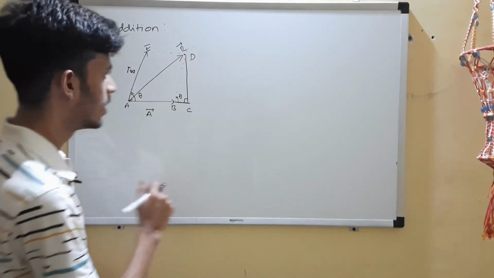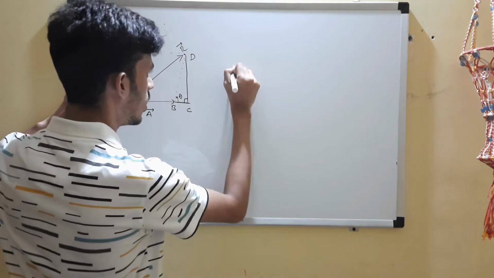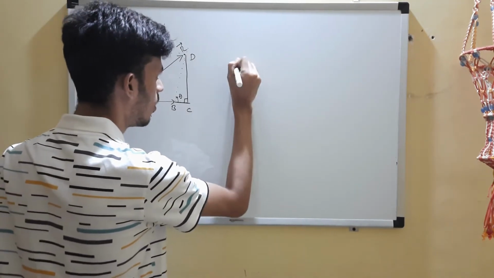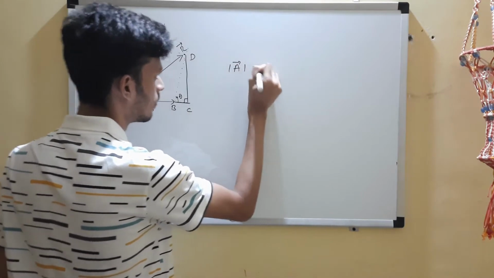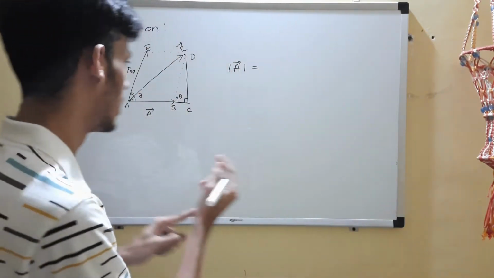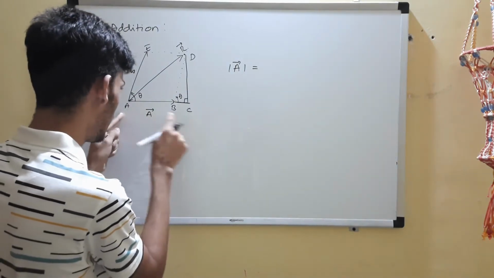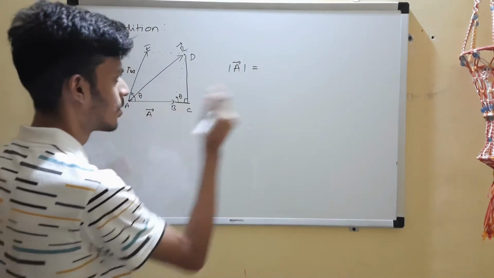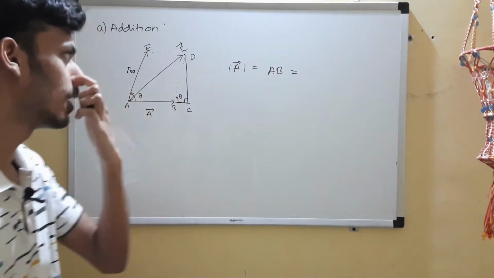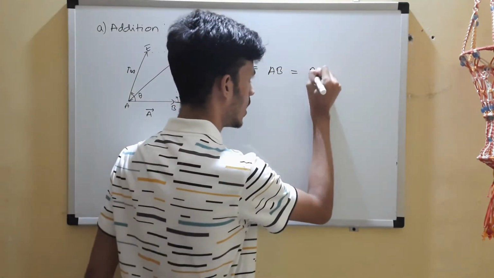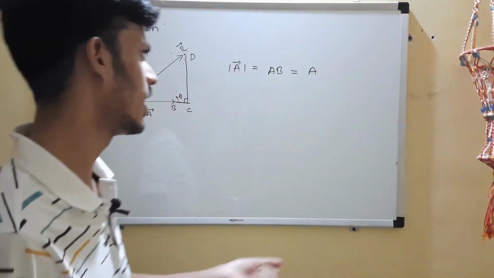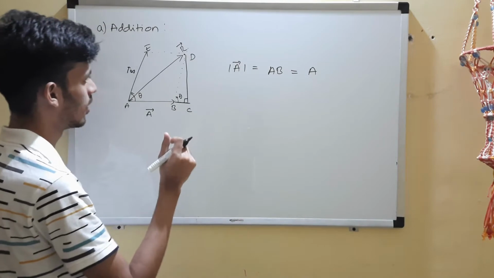Now let's simplify something. What is this AB? Or in a better way, what is the magnitude of A? The magnitude of vector A will be the length of A, which is nothing but AB. AB is the length of vector A, so that is the magnitude. For simplicity and convenience, we'll use the letter A: wherever we see the magnitude of A, we'll put A.